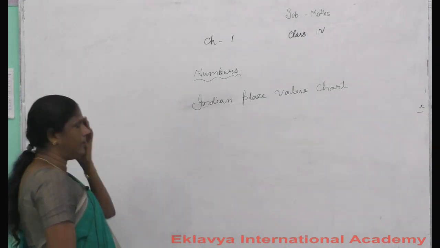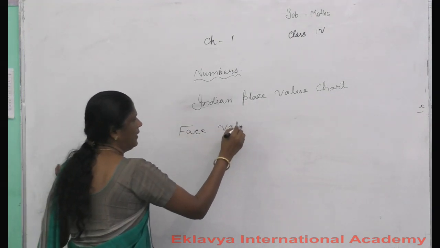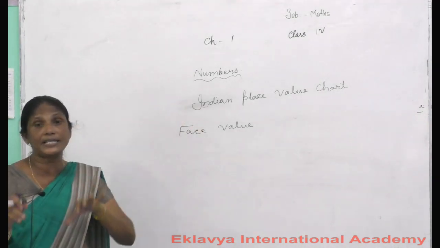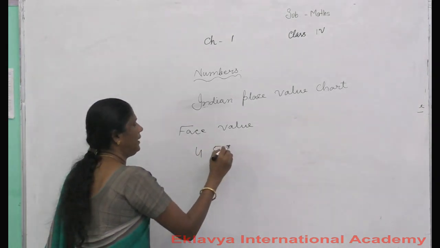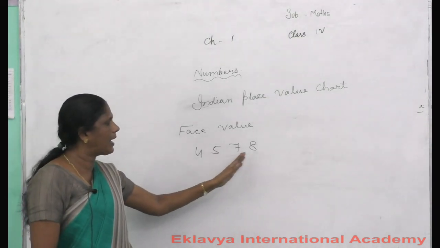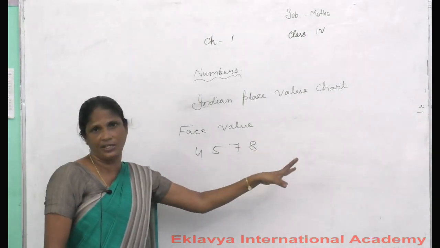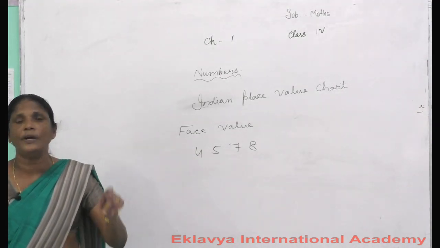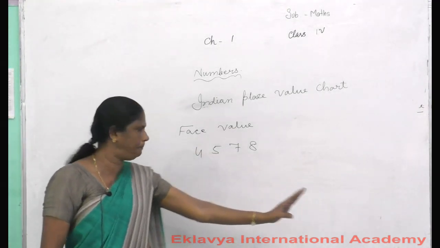Then place value and face value. What is a face value? A face value is the value, the digit itself. The digit itself: 4, 5, 7, 8. In 4,578, write the face value of each digit. What is the question? Write the face value of each digit.